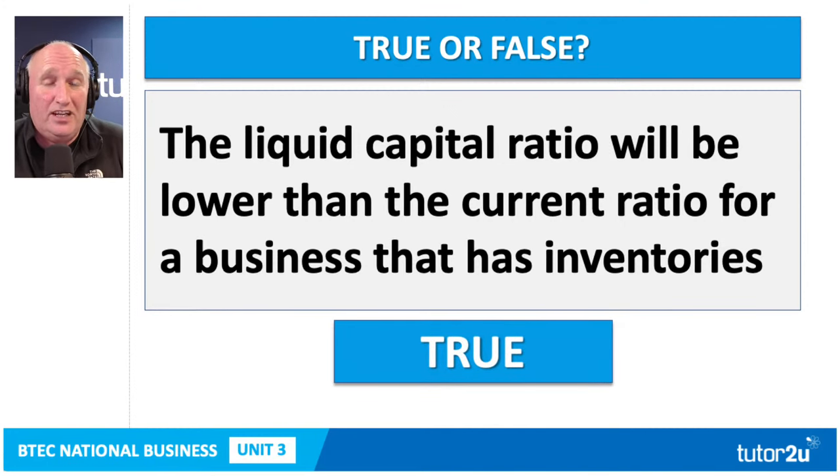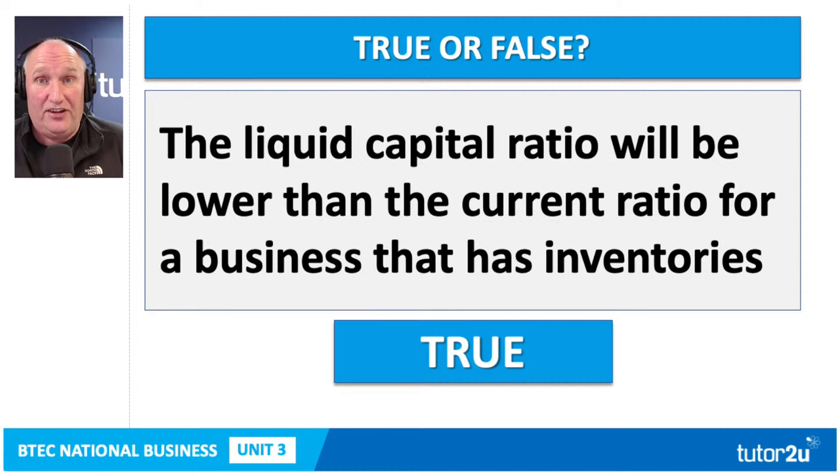Because if you think about it, the current ratio is current assets, which is on the top, divided by current liabilities. Now, what changes with the liquid capital ratio? Well, the top bit loses something, doesn't it? In this case, it loses inventories, but the bottom bit stays the same. So the liquid capital ratio will be lower. And of course, it should be lower, because the idea is the liquid capital ratio is a more stringent test of an ability of the business to create cash.